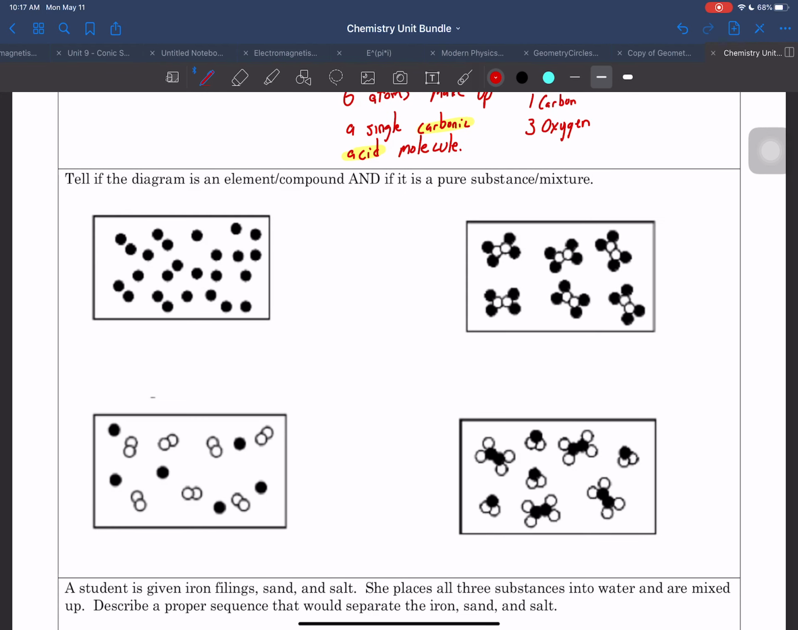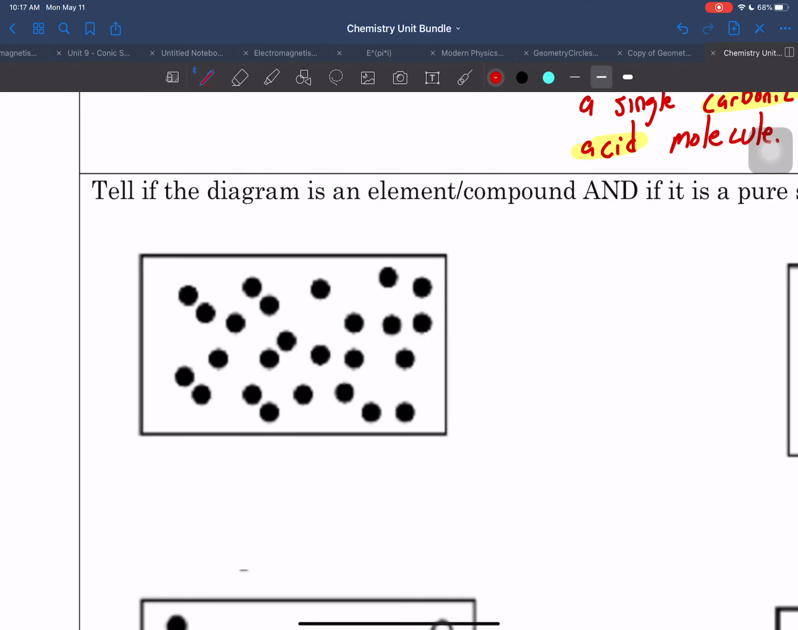All right, tell if the diagram is an element, compound, and if it's a pure substance and or mixture. So we can only use certain colors here, and there's obviously only 2 colors, black and white. But if they are single colors, there's nothing bonded, meaning they're not next to each other, that's going to make it an element. And if it's just the same thing throughout, that's going to make it a pure substance.